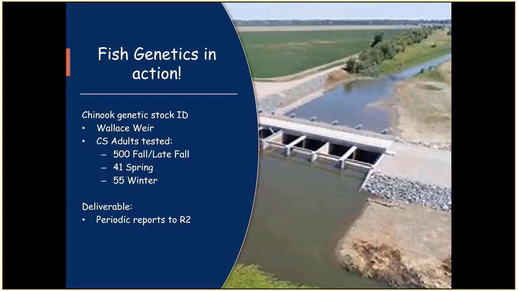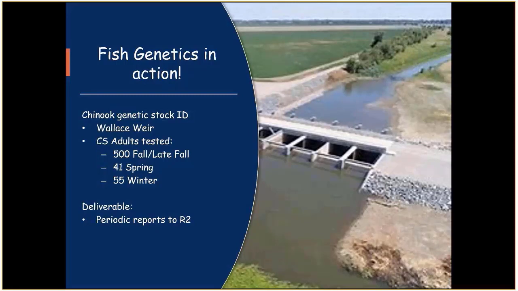Over the last 2 years, we've found 500 individual adults were fall/late fall Chinook. We found 41 spring Chinook and 55 winter Chinook adults, which is a little concerning because winter Chinook are one where their population is so low. They're a fully protected ecotype of Chinook salmon, so they're one where every single reproducing adult matters. Our deliverable on that is just periodic reports to Region 2, where we list out the samples that were collected and which stock they identified to.